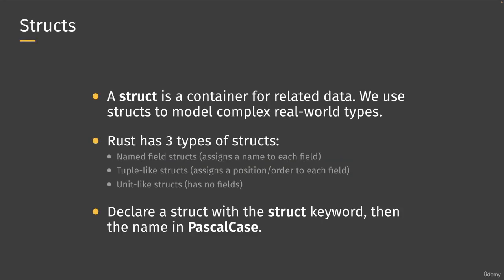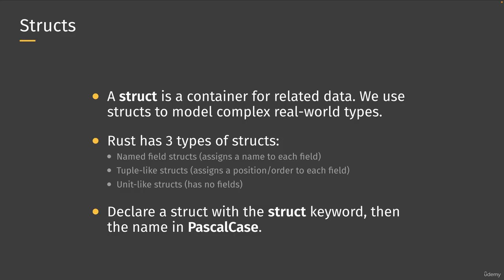A struct, which is short for the word structure, is a container for related data. We use structs to model complex real-world types. Their advantage is that we can store multiple pieces of information within this larger composite type of a struct, and also have additional clarity as to what each piece of data represents compared to, for example, storing them within a tuple. So Rust has three types of structs.